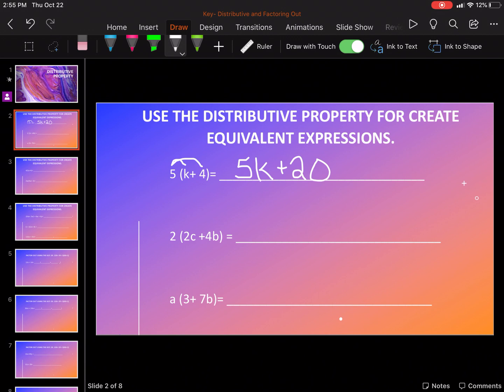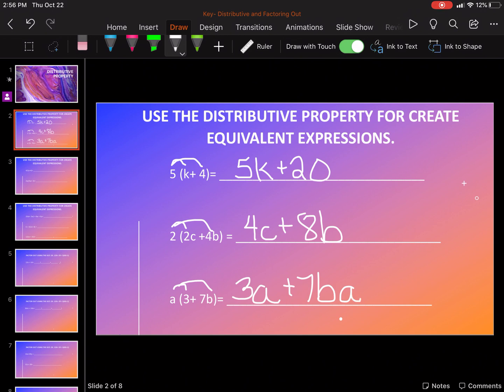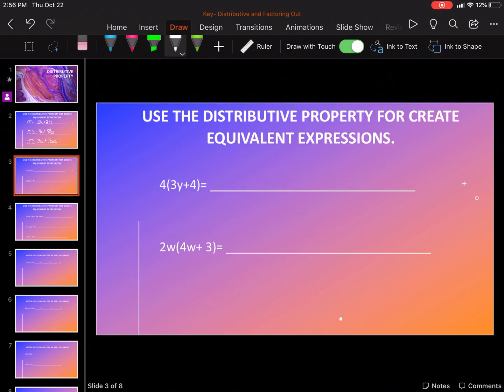So for the next one, we're going to do the same thing. We're going to multiply the 2 by both parts. So 2 times 2 is going to be 4, and then make sure you have your variable, so 4c, and 2 times 4 is 8b. The next one, we're going to distribute the a. So 3 times a is going to be 3a, and then 3 times 7b is going to be plus 7ba. Because, remember, when they're next to each other, that means multiply. So you're multiplying 7 times b times a.